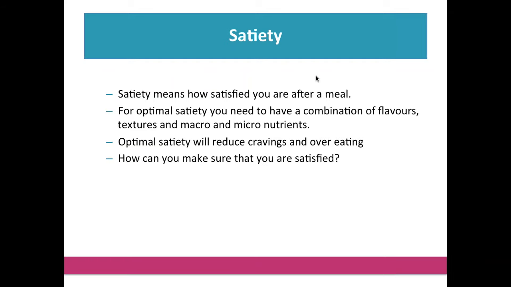Now, how can you make sure that you're satisfied? Firstly, go for meals that you feel like, and make sure those meals are made healthier. For example, if you really feel like lasagna one night, have your lasagna. Have a smaller serving than what you would usually have and fill it up with a salad on the side. Have a snack mid-afternoon, around 3 or 4 o'clock.